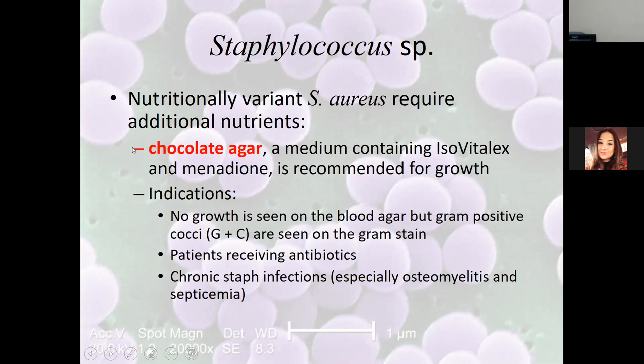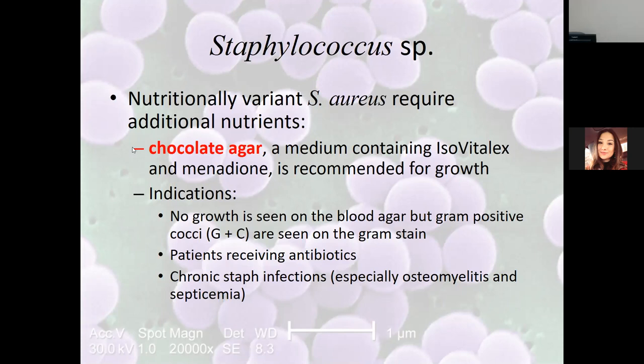So the indications: if there's no growth on the blood agar, okay? But you've got gram-positive cocci seen on the gram stain, and the patient is receiving antibiotics. That's the key we're going to talk about right now, especially if they have a chronic staph infection. Okay, we need to move to the chocolate agar plate, because what has happened is the patient's on antibiotic. That antibiotic is transferred with any body fluid onto the plate, and it prevents growth, okay? That antibiotic prevents the growth, okay?